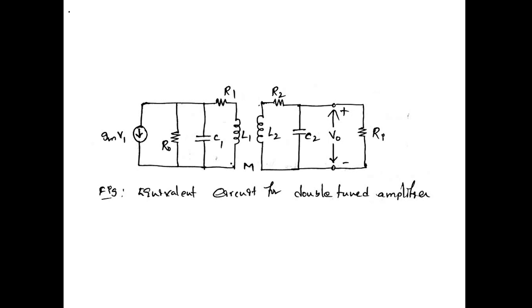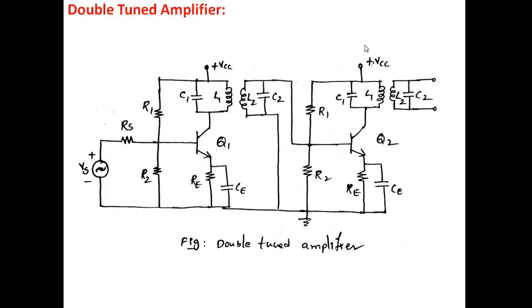This is the equivalent circuit for the double tuned amplifier at the output side. We are not drawing the complete diagram, which is a simplified, equivalent diagram. This is especially for the output side. Whatever we are trying to derive for the double tuned circuit, we are drawing the equivalent circuit only for this double tuned circuit, so L1C1 and L2C2.